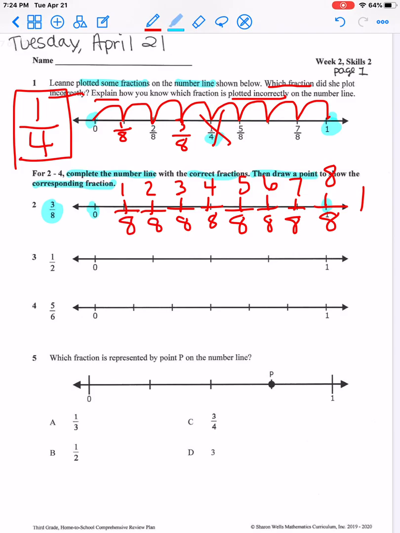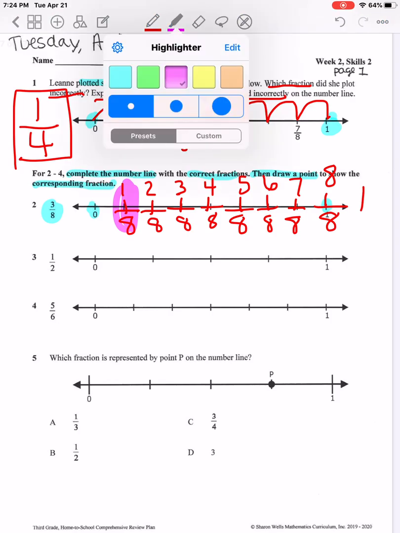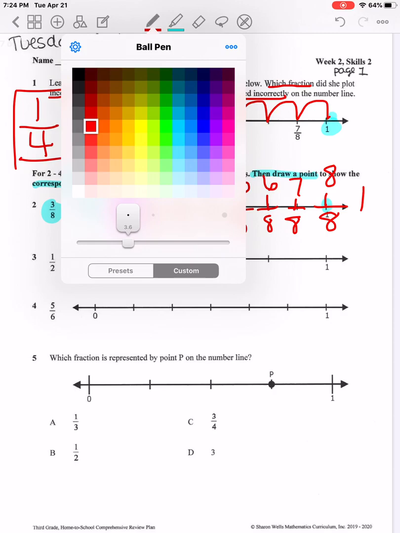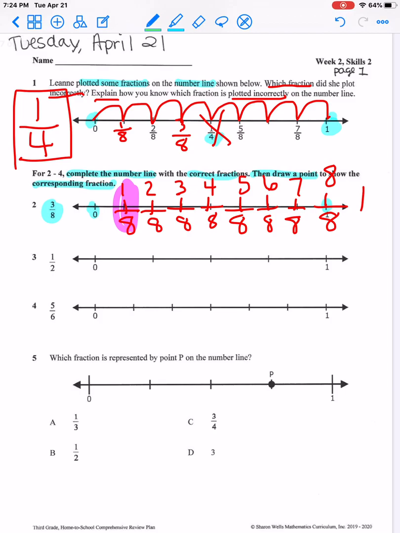And just for your information, we do know that this is my unit fraction. Each unit fraction is 1/8. Now they want me to draw a point. I'm going to choose another color just so we can see it. I'll choose this lime green. They want me to draw a point to show the corresponding fraction, which is 3 out of 8. And now I can easily spot 3 out of 8, and I draw my point on 3 out of 8. So that is how you're going to solve 3 and 4.